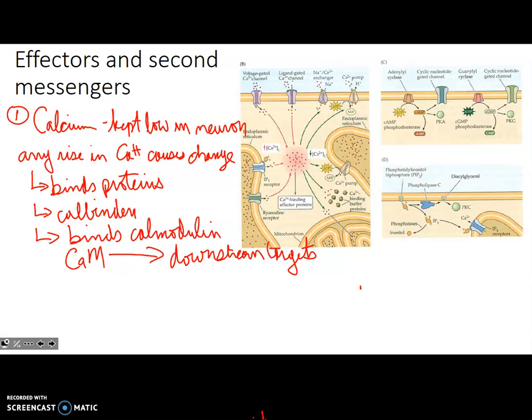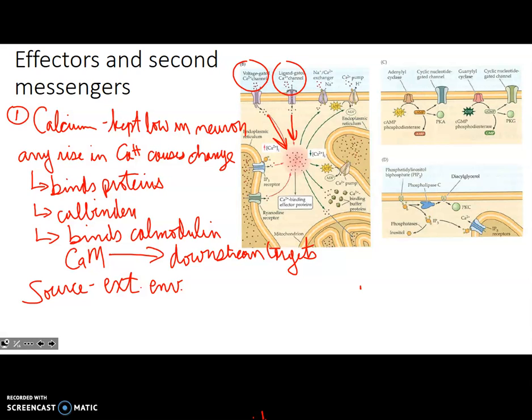Where's the source of this calcium? Where does it come from? There are really two places. The first is the external environment. Whether you've got a voltage-gated channel or a ligand-gated channel, either one is capable of letting calcium in. That's shown in this red line here. And so now free calcium is present.